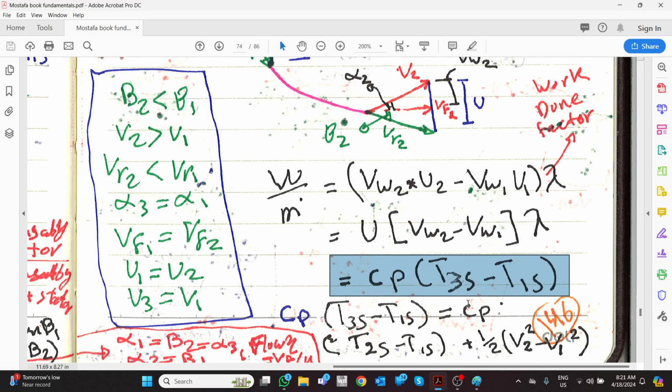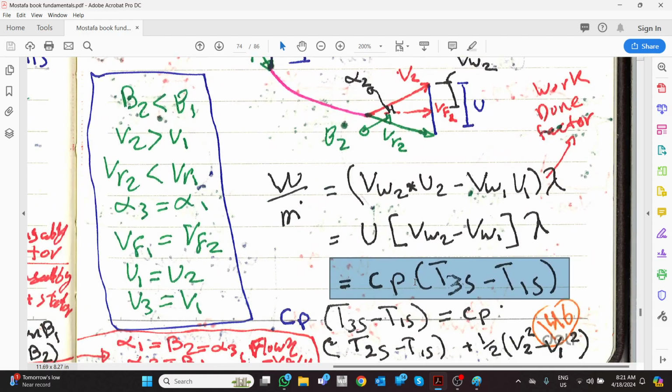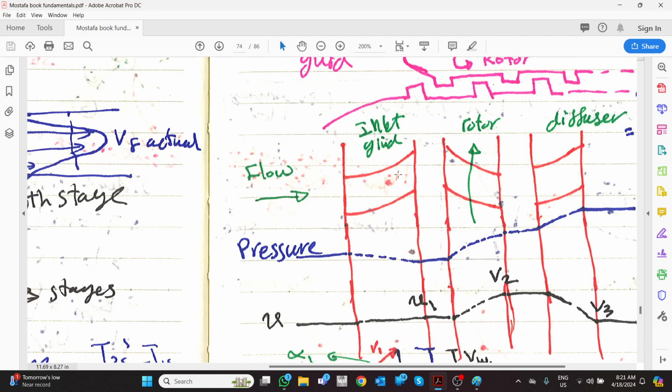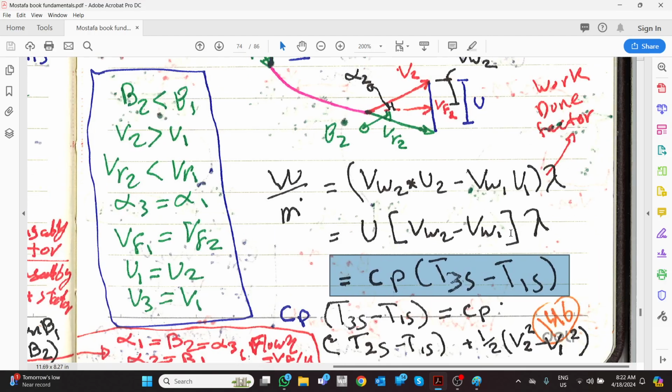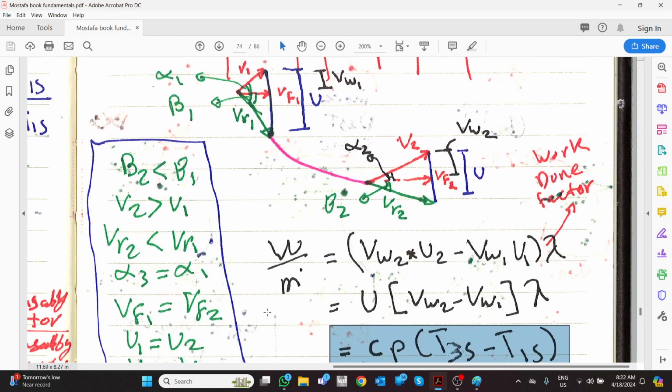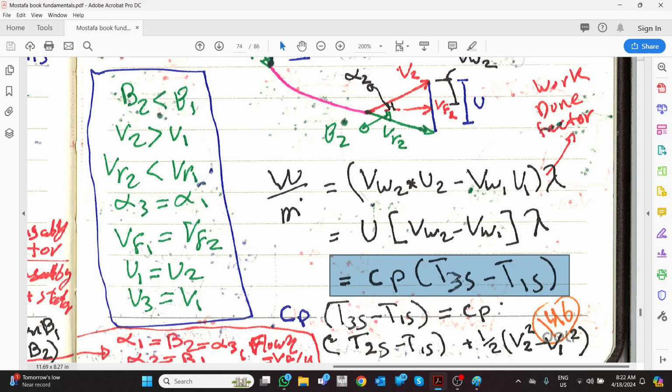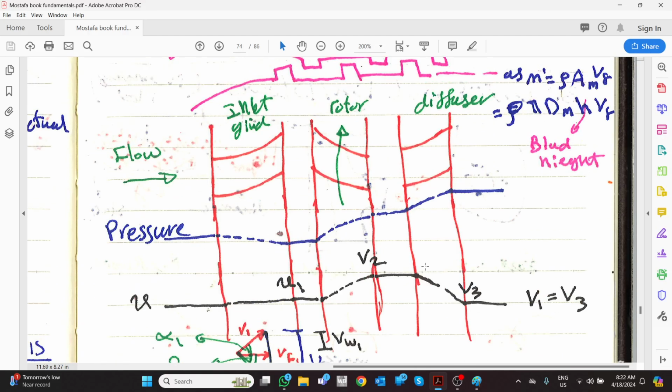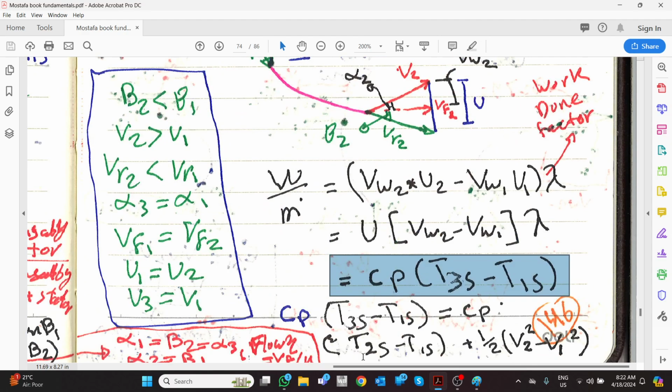So we know that the stagnation temperature T3 minus T1 equals Cp. We know this one, and of course this is for one stage, which means in and out, rotor and diffuser like this. Okay, and we know that there is no work done going to happen inside the guide inlet. So we can write it from 2 to 1, or here in the diffuser from 2 to 1. So it is Cp Ts2 minus Ts1.